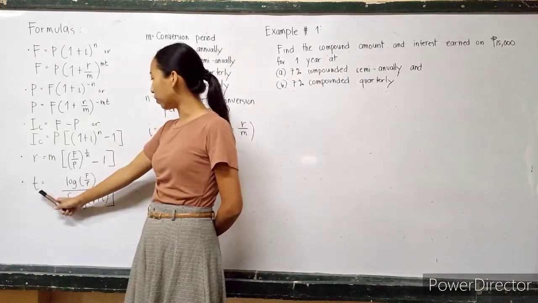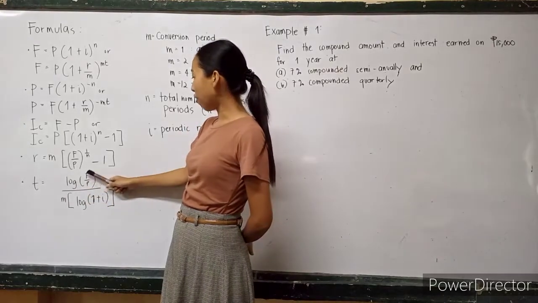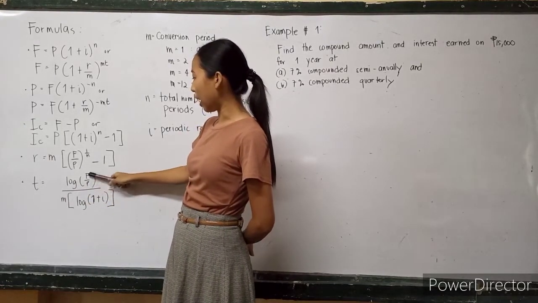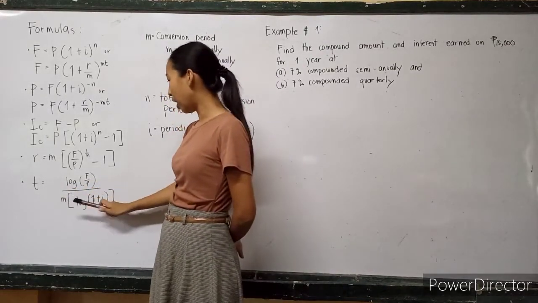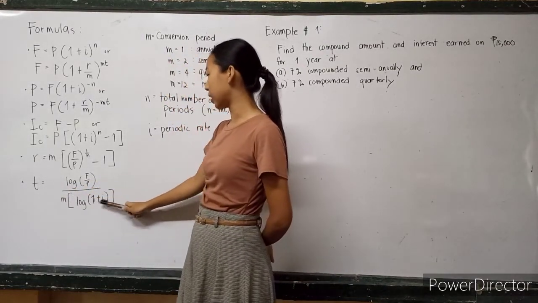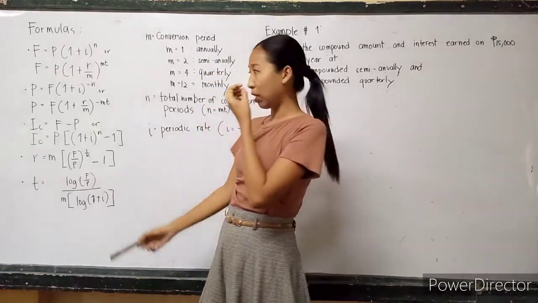The last one is finding the time. For time, we have T is equal to log, no? Log of F divided by P. So, we divide first before we take the log. Over M, bracket, log of 1 plus I, then bracket. So, we will use this later on.